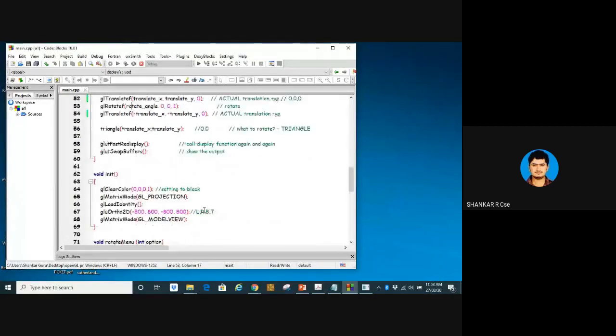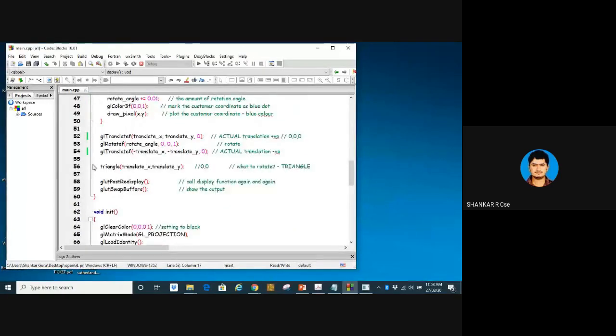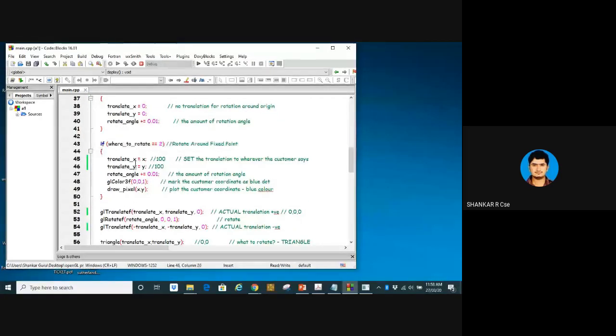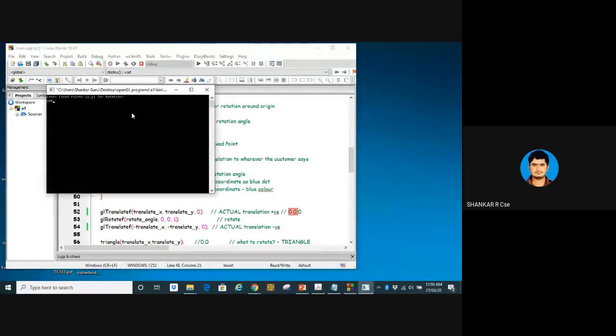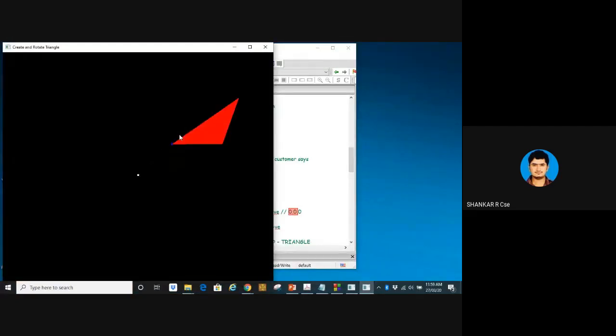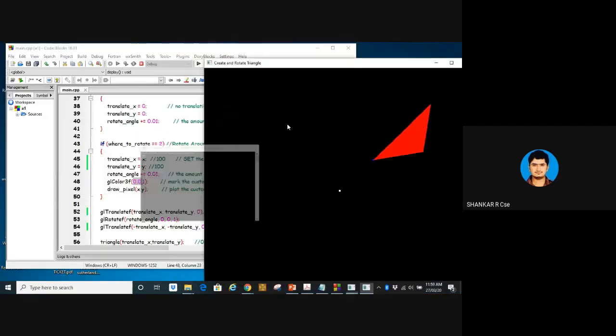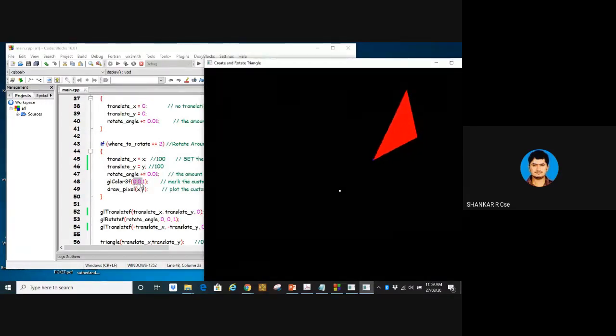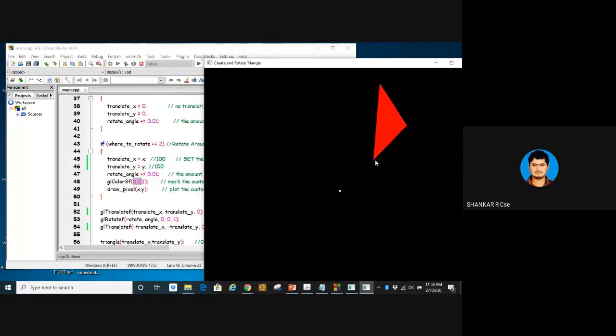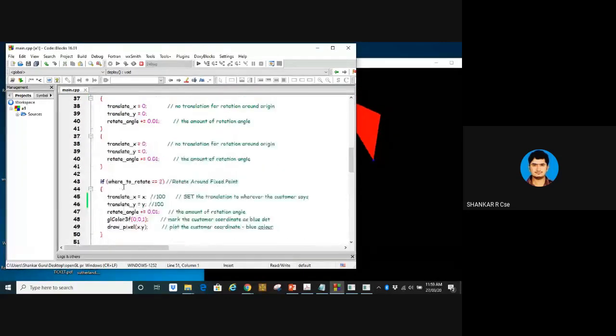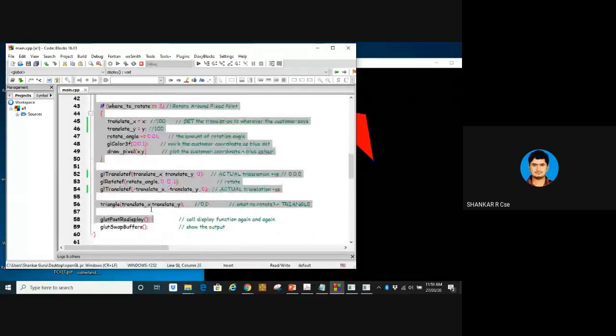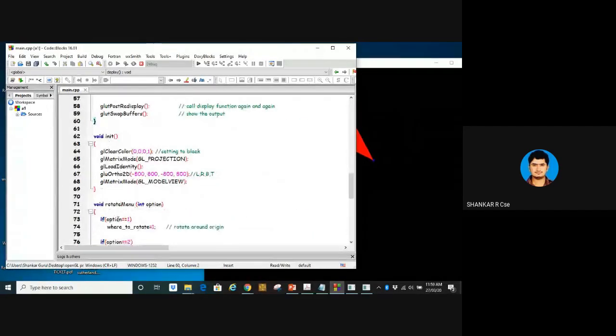Fine. Now, whenever you right click and choose 2, you will see rotation angle is equal to 2. Translate it, rotate it, and what is this? Color 3F of 001. That is your blue color. This blue color, that is this 001, and draw pixel. And I want to show this pixel. So I have written. So any doubt? So display func of display is over. Keep on swapping the buffer.